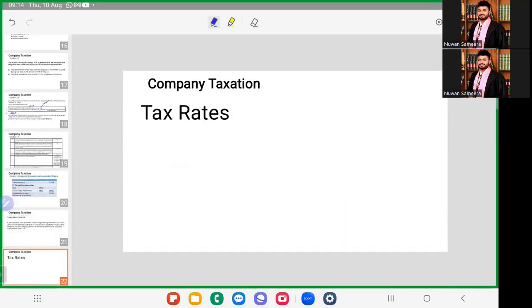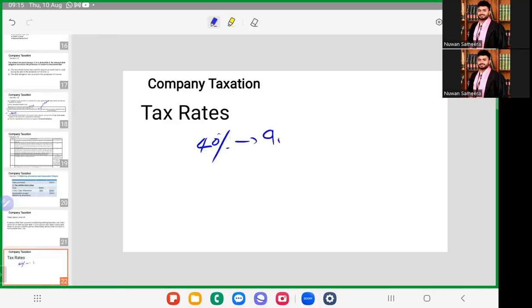When we discuss the company tax rate, you have to check whether there is any gain from liquor, tobacco, and betting and gambling included in your taxable income. That should be taxed at 40%.